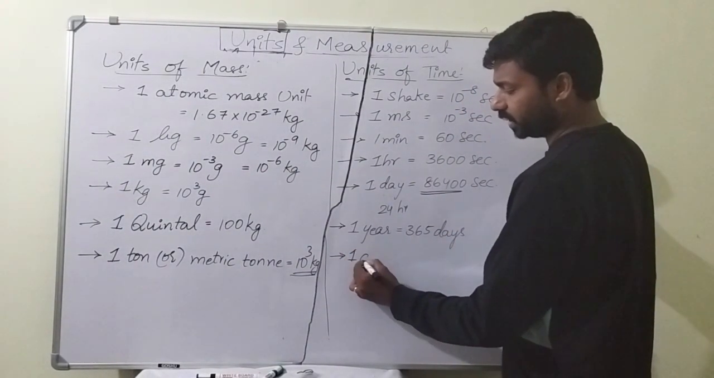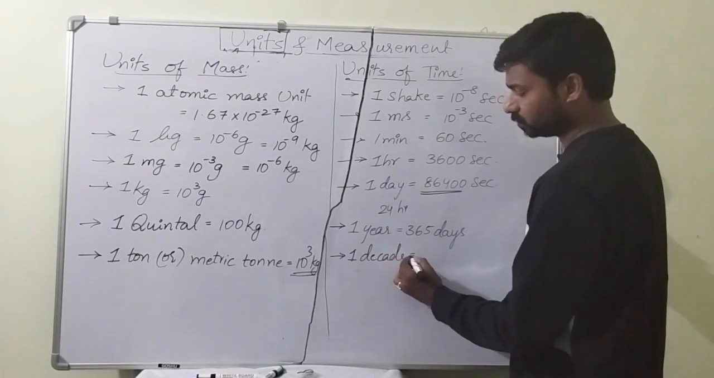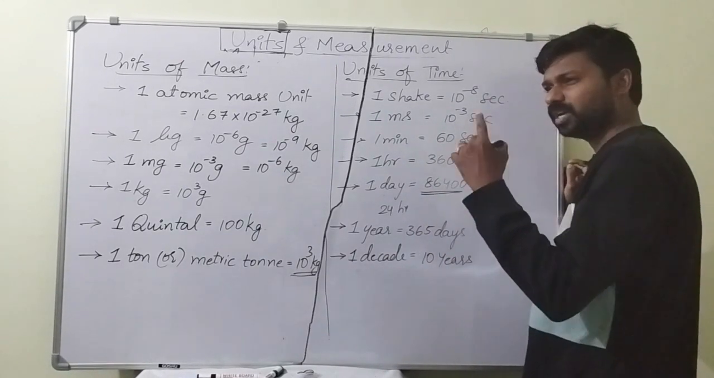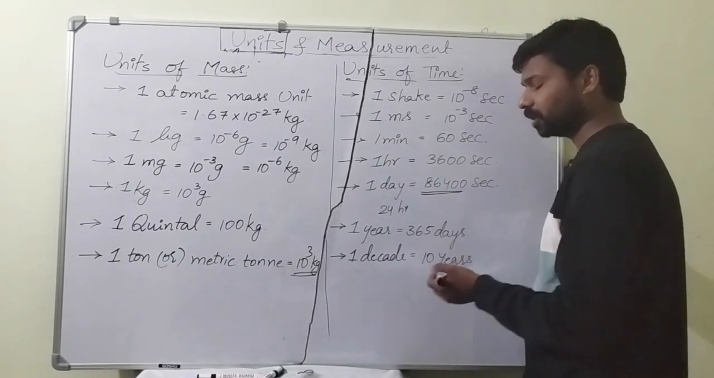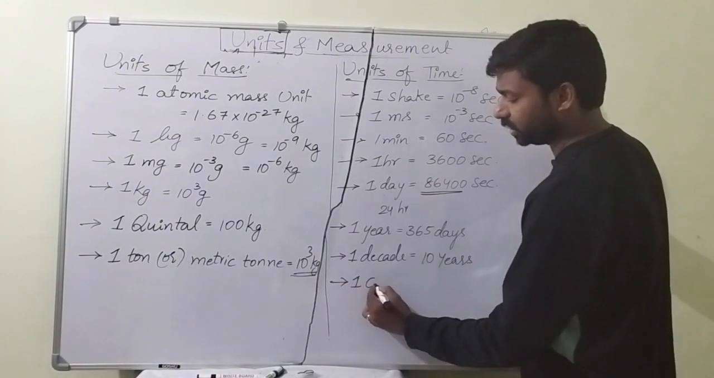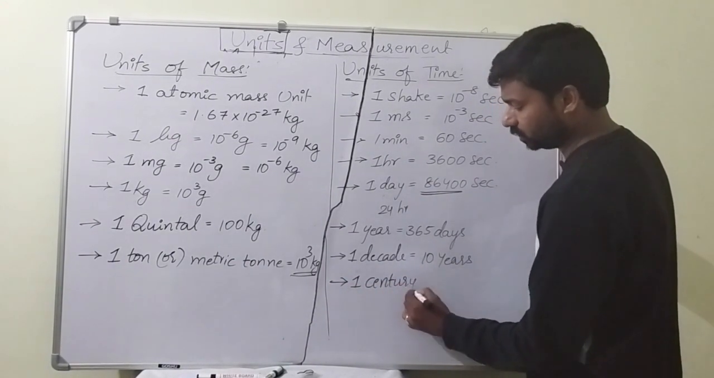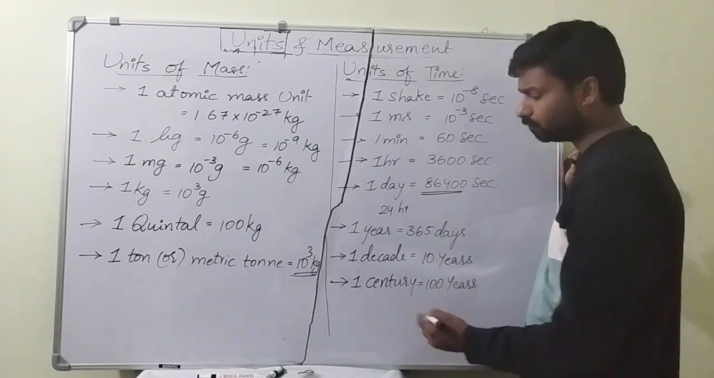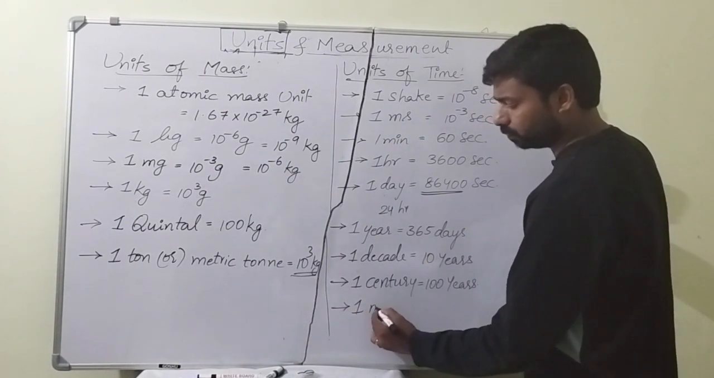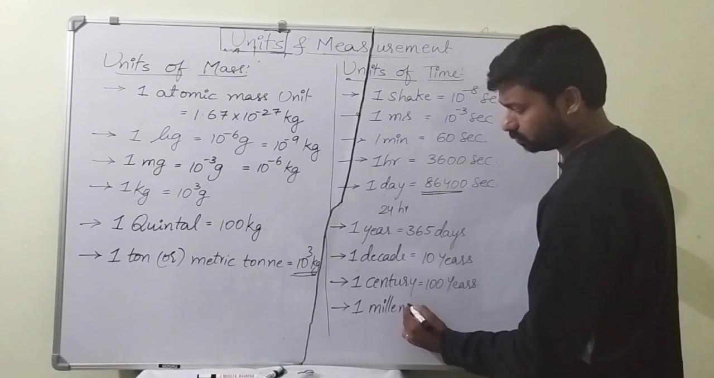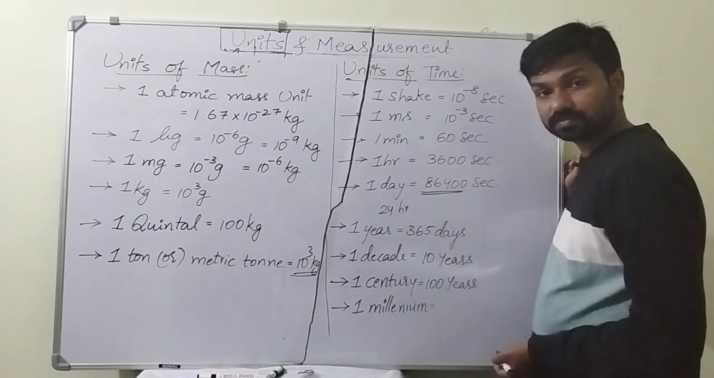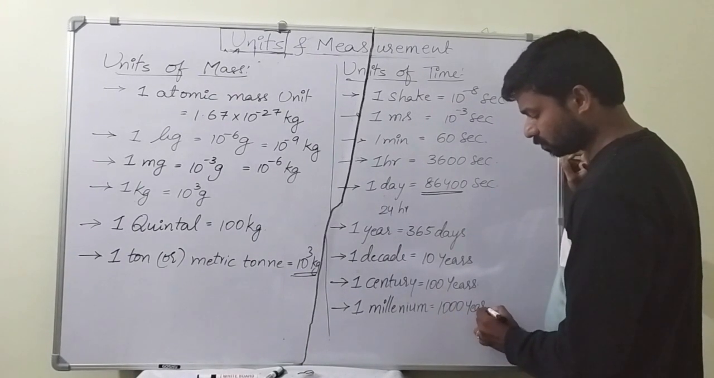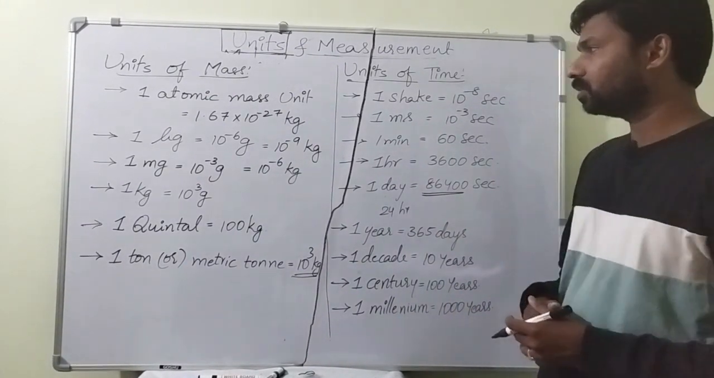And then comes 1 decade. 1 decade is equal to how many years? 10 years. We are going to use these terms mostly in the nuclear chapter, in class 12. Okay, then what is meant by 1 century? 1 century is equal to 100 years. Then comes 1 millennium. How much is it? It will be equal to 1000 years. 1 millennium will be equal to 1000 years.